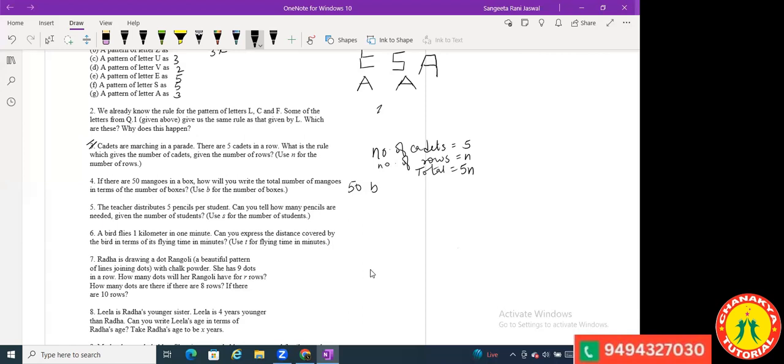So, how much distance will the bird cover in 1 minute? So, 1 kilometer in 1 minute. Ma'am, 1 kilometer. Flying time is t minutes. Distance covered by the bird in 1 minute is 1 kilometer. So distance covered in t minutes, total time is t minutes, so that will be 1 into t.